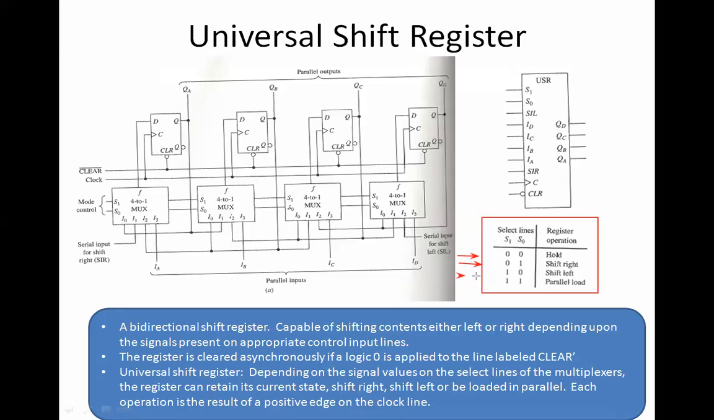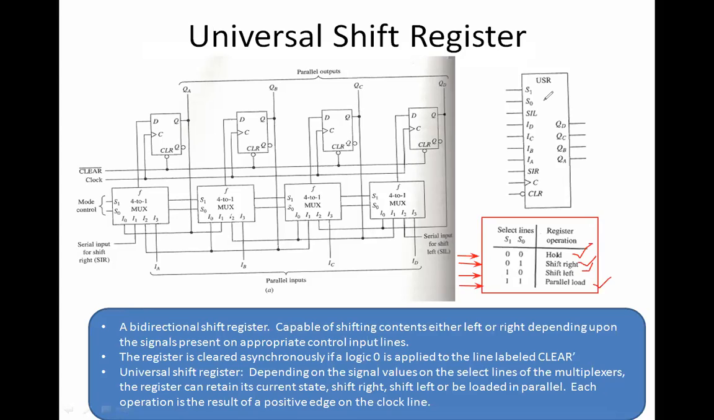Next, the opposite way, shift left, which means whatever data is available towards the right hand side will keep moving towards the left hand side. Then at the last we have something called parallel load, which is used for loading the data in parallel. So we have left shift, right shift, and parallel input, and we can retain the data. All the operations are possible with the universal shift register.